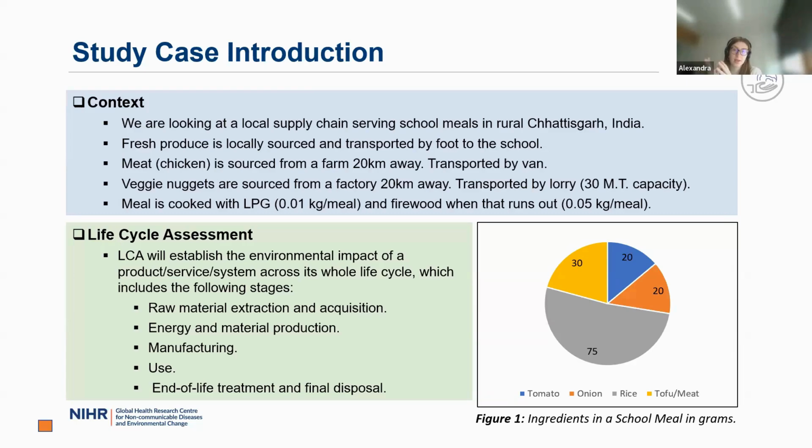That is not as important, but sometimes it's good to do these exercises to see what is most important to consider or not. But what we know is that in this case, raw extraction, which would be cultivation, as well as all the energy and the processing that, for example, the rice will have to undergo, and the vegetable nuggets, and then the preparation of the food. We will also not be considering things like the production of the plates or the utensils.